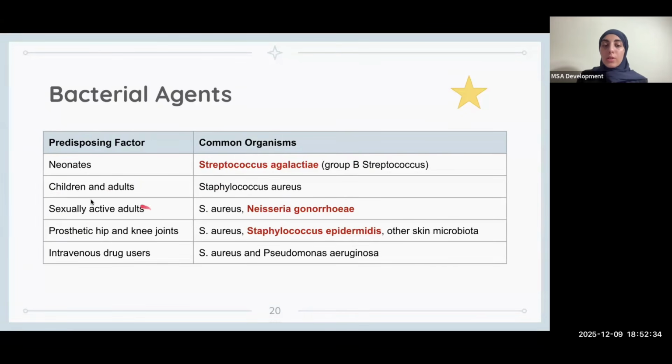Then for sexually active adults, you still have Staph aureus as the most common cause, but you also want to suspect Neisseria gonorrhoeae. You should have it in your differential, especially if it's disseminated and affecting multiple joints. For prosthetic joints, you want to suspect Staph epidermidis. Again, Staph aureus is still there as your top differential, but Staph epidermidis is very important to know for prosthetic joints. You can also have any other skin microbiota, but very important for you to remember Staph epidermidis. For IV drug users, Staph aureus is the most common again, but you also consider some gram negatives like Pseudomonas.